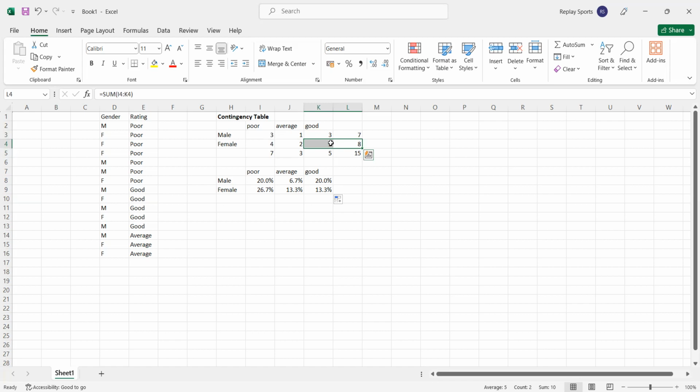Now if I ask you, what is the probability that I randomly pick someone and that is male with average rating? Here what is given, who am I talking about? All. I am talking about all, so what will the denominator be? 15. 15 and male average is 1, so 1/15. 1/15 is 6.7%. Your 6.7 will come.